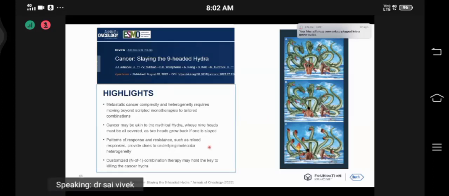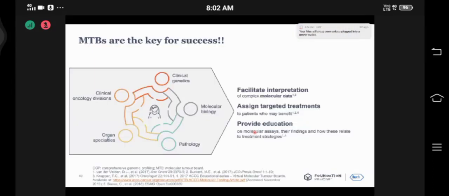So again, customized or precision medicine is the way to go at this point for metastatic cancer. And molecular tumor boards are the key for success. Not one person can know or interpret all the molecular mutations. So sitting in the molecular tumor board is only going to enrich our data, our knowledge about how each mutation, as we saw, at different levels of the genome is going to affect cancer progression or cancer treatment.